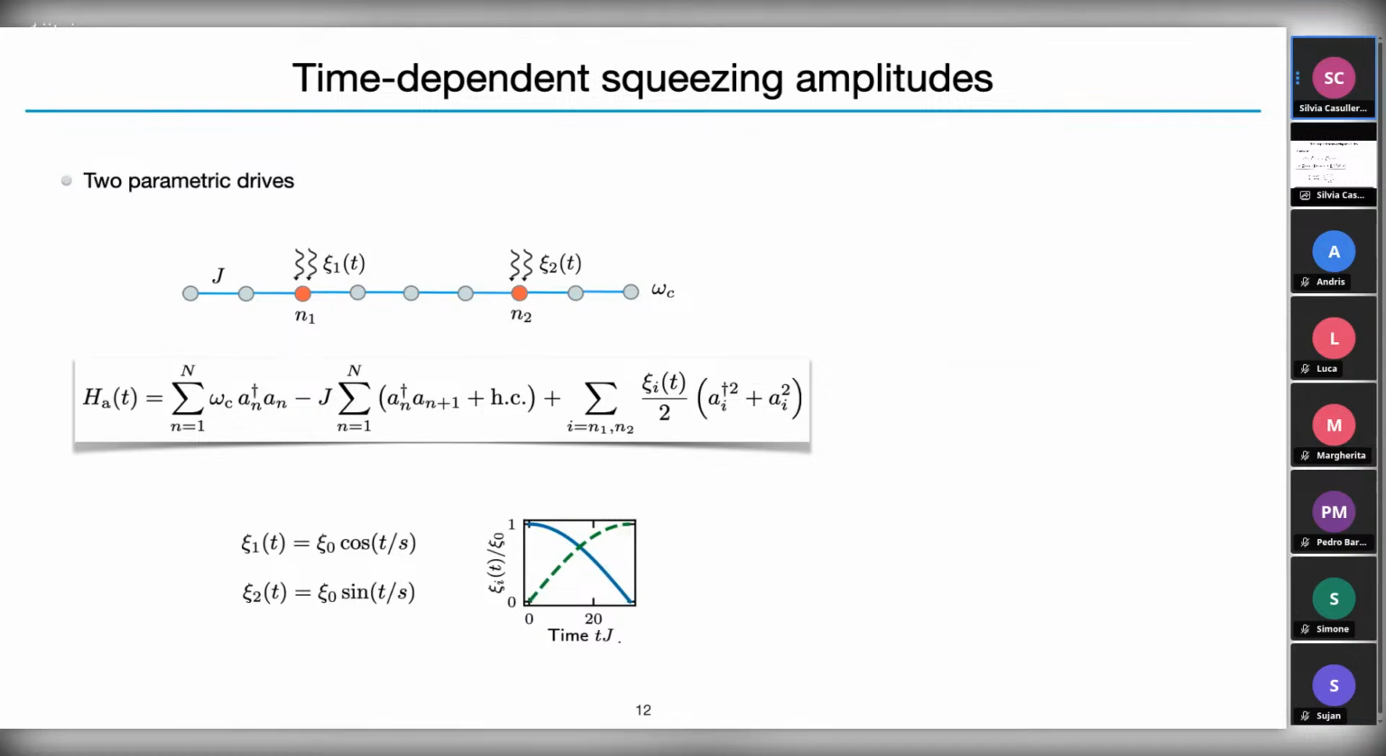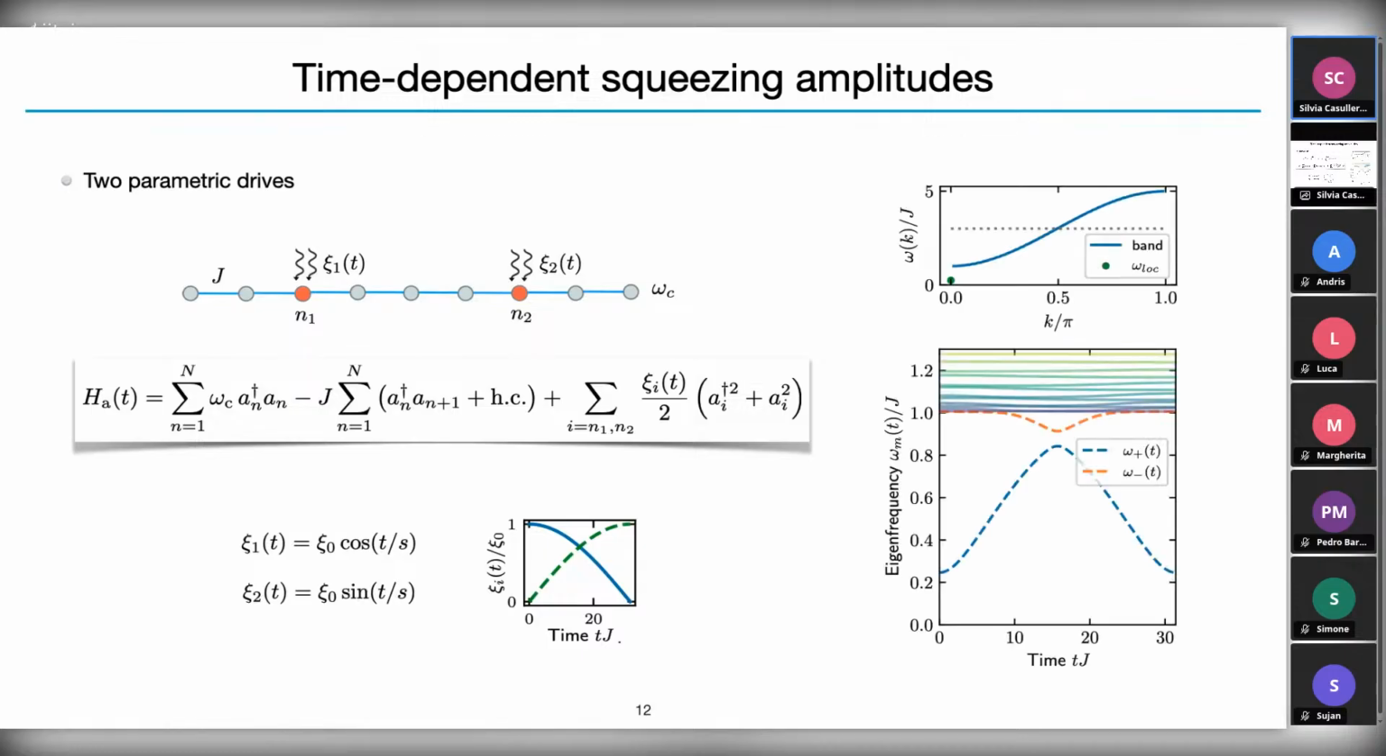And then we consider, for instance, this time dependence. So the first squeezing is decreasing as a function of time, it's a cosine, while the other is a sine. So initially you have only squeezing in the first, and finally you have only squeezing in the last. And then if you do this, what you see is that the frequencies of the localized modes will change as a function of time. So now this localized mode, this frequency that we have here, if there are two squeezings, there will be two of these ones.